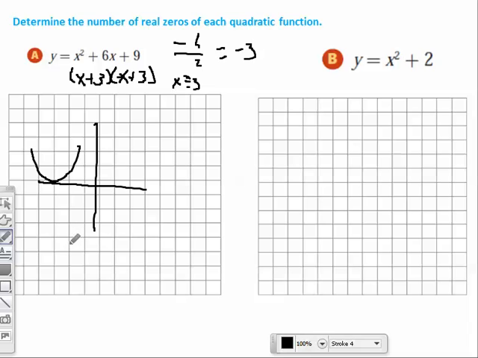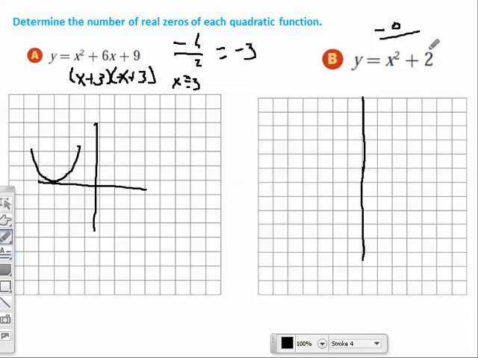Just one solution. It touches the x-axis in one and only one location. This one, however, I would look at it and say, I can tell already I'm not going to have my AOS, which is negative b, which is 0. Well, there is no axis of symmetry there, is there? Well, yes, there is. There's the y-axis.